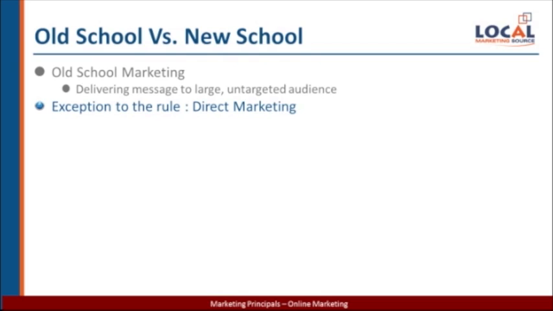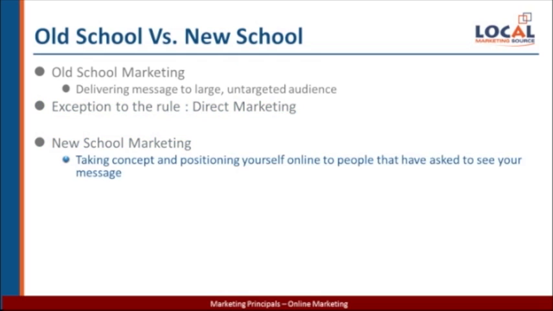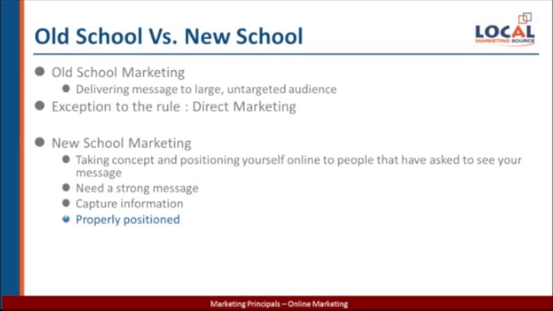For example, Avon might send out 500,000 newsletters through snail mail to former customers. The entire audience is a potential buyer, for the most part, or has been one in the past. New school marketing is taking that concept and positioning yourself in places online in front of people that have ultimately asked to see your message. Therefore, you need a strong message, you need to capture information, and you need to be properly positioned. Chances are you're not going to be delivering your clients' messages to 100,000 people. You'll be right there when someone Googles their town's service for, say, chiropractic or plumbing or accounting.